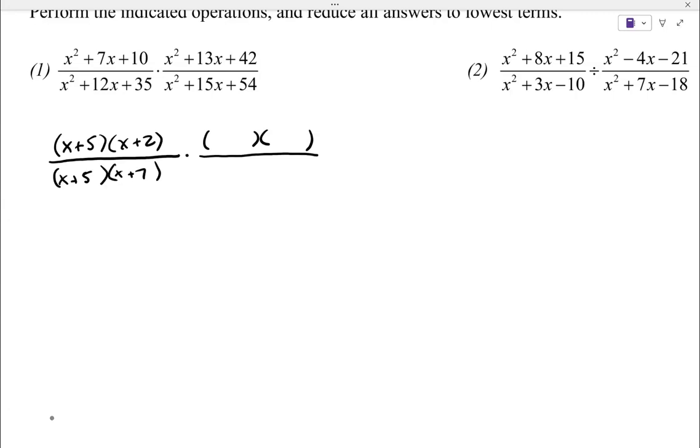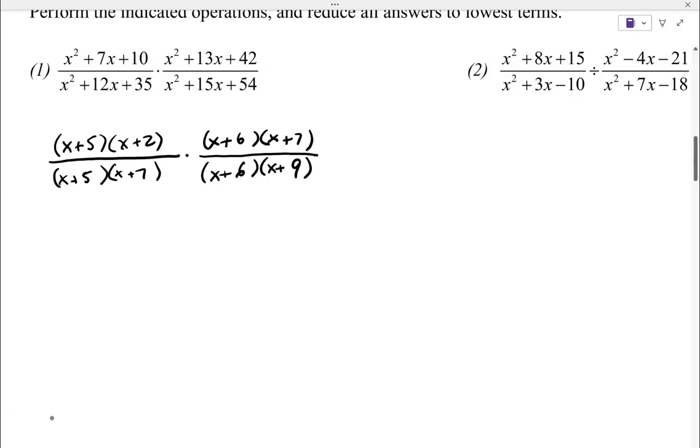Now I need x squared again. That gives me x and x. We want things that multiply to give you 42 and add to give you 13. Yeah, 7 and 6 work. Good. Finally, we need things that multiply to give you 54 and add to 15. Yeah, 6 and 9. Good.